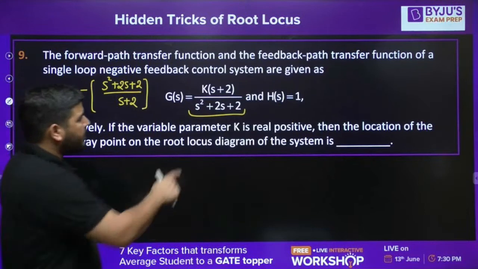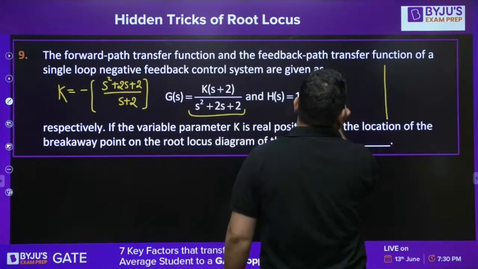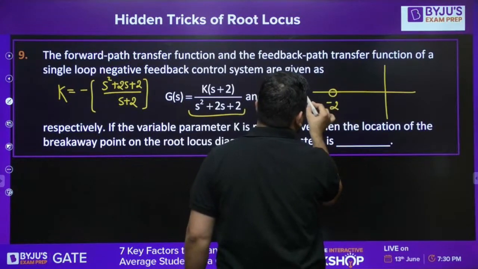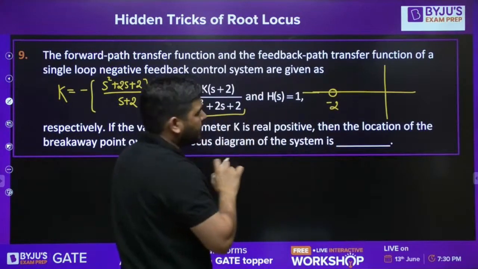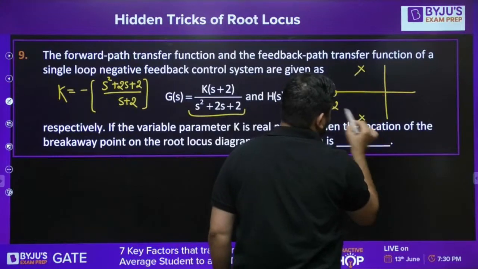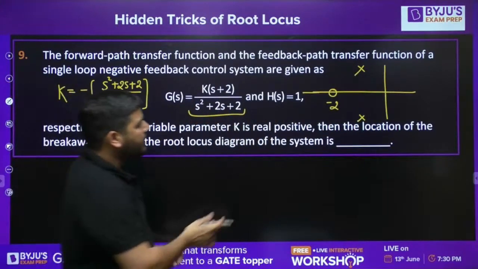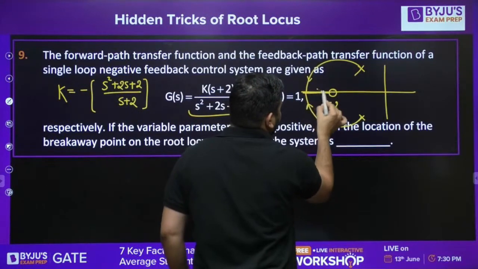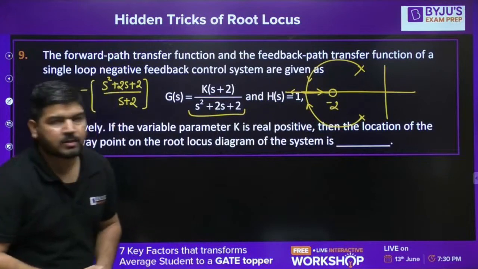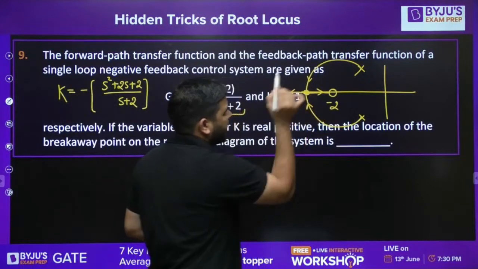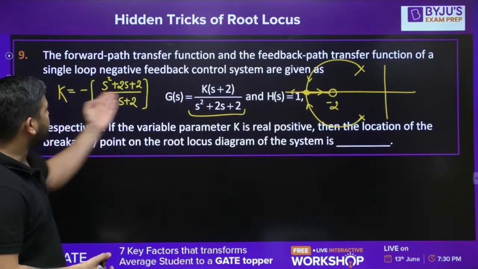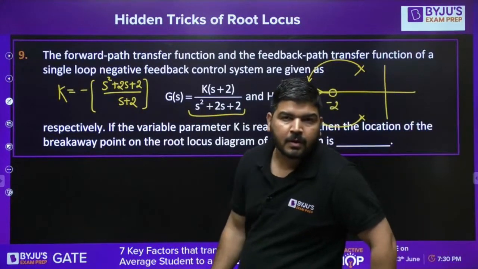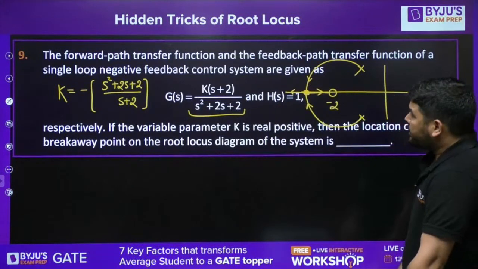There is one more way. Let's plot the root locus first. The zero is at minus 2, and there are two poles at complex locations. Now we know that this will be part of the root locus, so the root locus will look like this. We need to find this point. One way is dK by ds: take dK by ds equal to 0 and calculate this location. It's easy peasy.